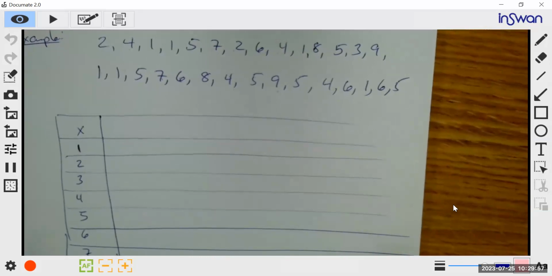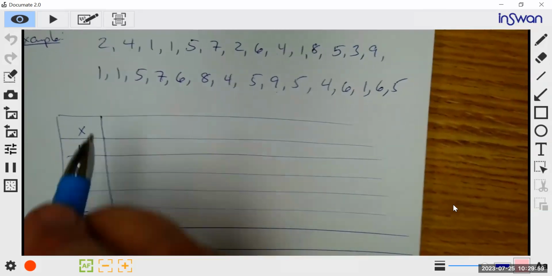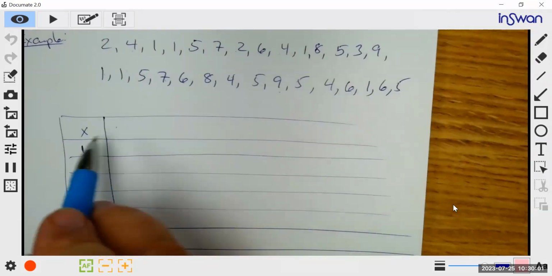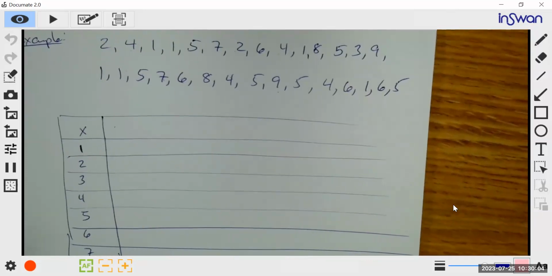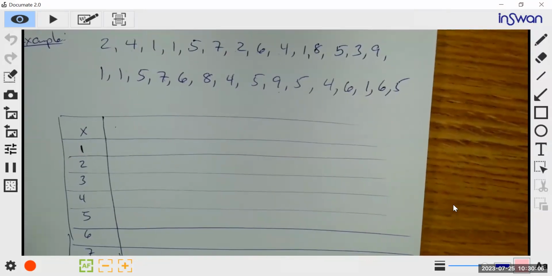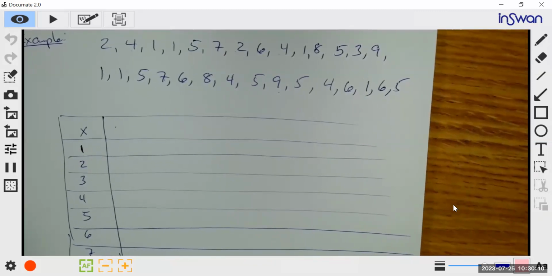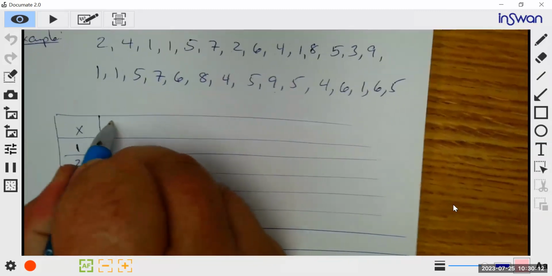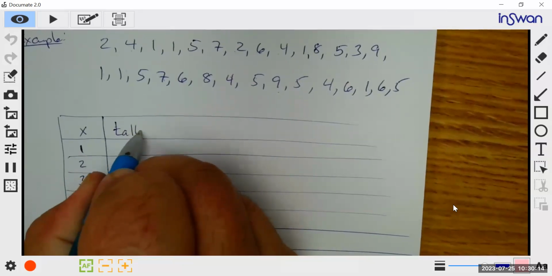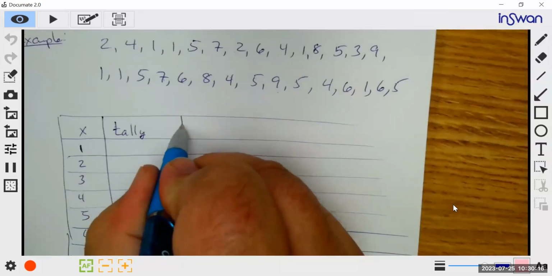Okay, so what's the next thing I do? If I give a bunch of data, I have this. How do I tell them how many I have of each? Which do what first? The tally column.